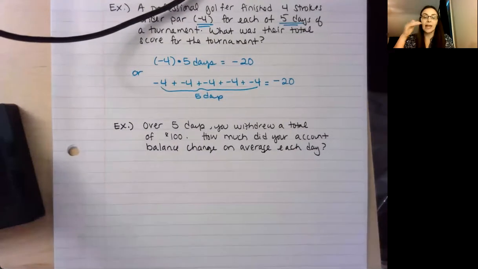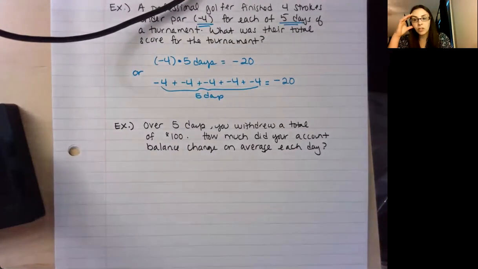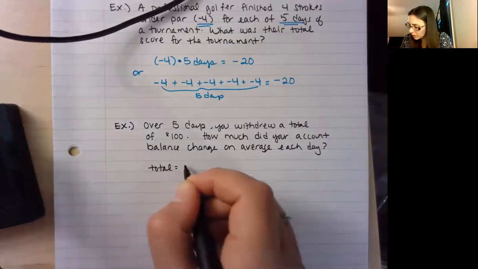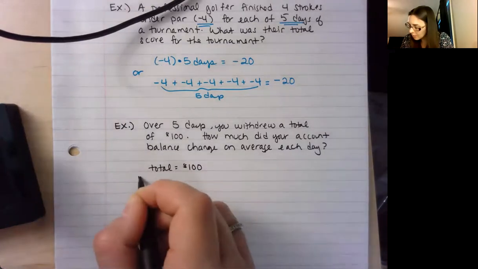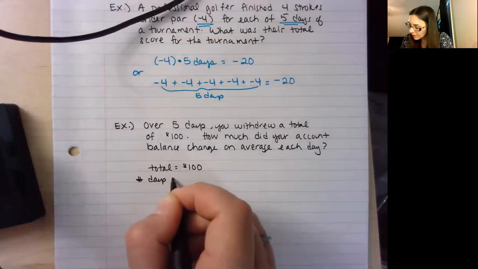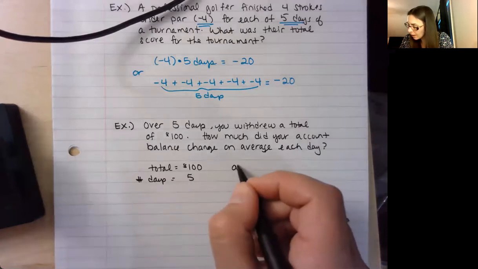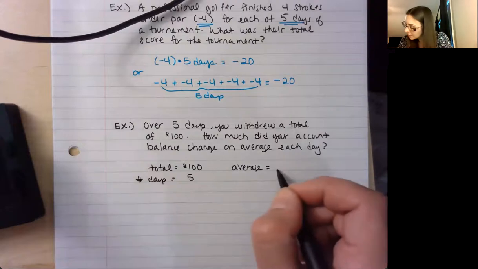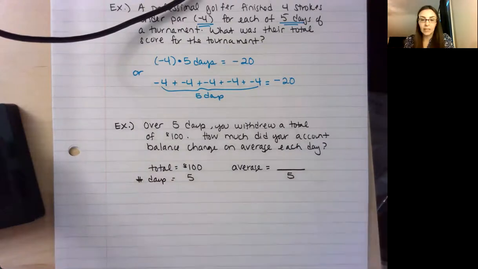So think about this. We've done averages before. So remember, your average is when you take the total sum and you divide by the number of items you've added up here. Well, in this case, they've done some of the work for us. So here, my total is $100 and the number of days is 5. So your average is going to be divided by 5 for the 5 days.